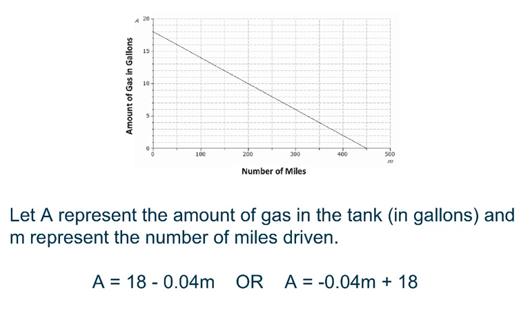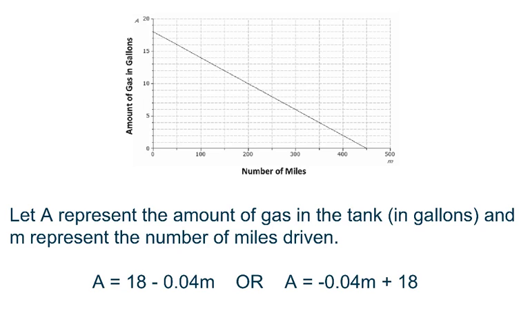We began with some information about this car. It's starting a journey with 18 gallons of fuel. We are assuming a constant rate, and it's consuming 0.04 gallons for every mile driven. We're letting A represent the amount of gas in the tank in gallons, and M represent the number of miles driven. So we're asked to write the linear function that models the relationship between the number of miles driven and the amount of gas in the tank.